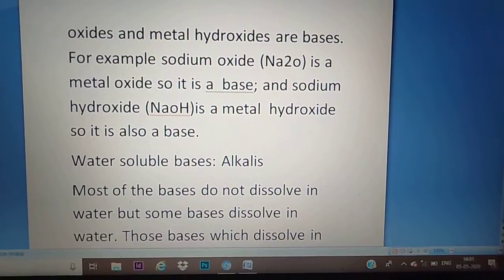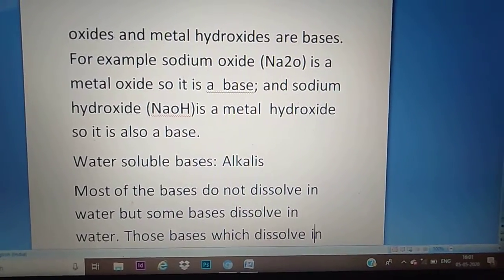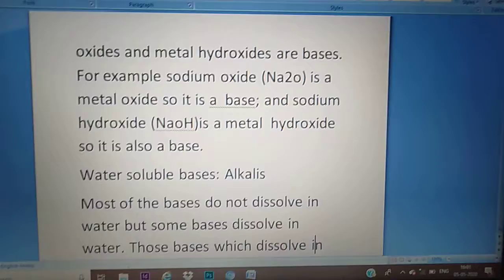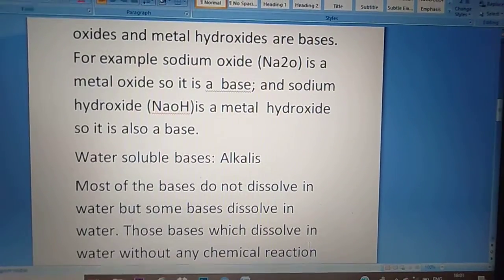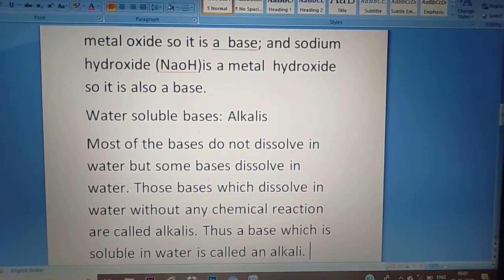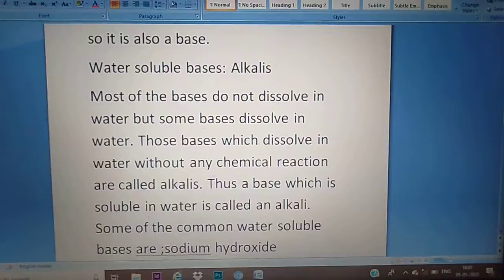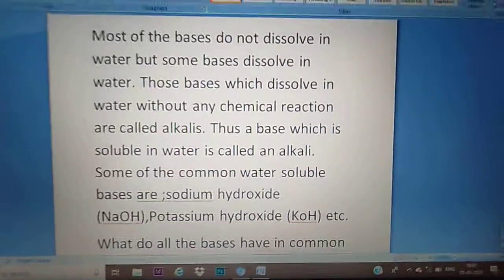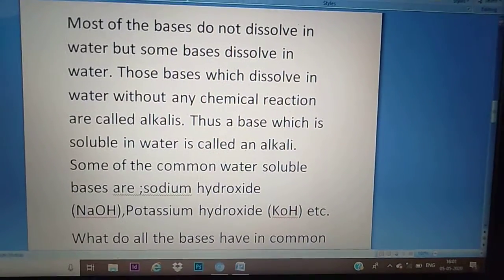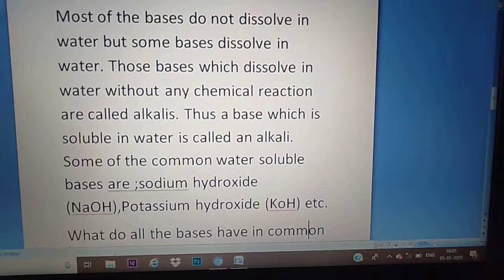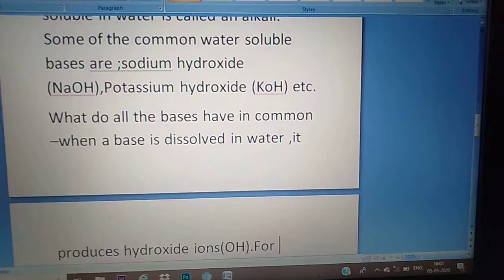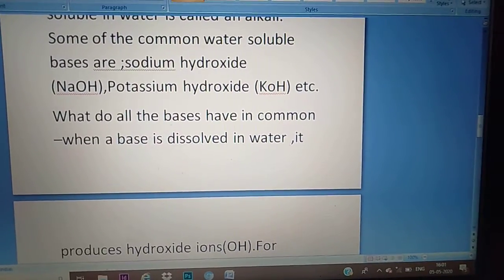Then comes the question, what are alkalis? Most of the bases do not dissolve in water, but the bases which are dissolved in water are known as alkalis. Thus a base which is soluble in water is called an alkali. Some common water soluble bases or alkalis are sodium hydroxide, that is NaOH, potassium hydroxide, that is KOH, magnesium hydroxide or calcium hydroxide. These are all examples of alkalis because all of them are soluble in water.